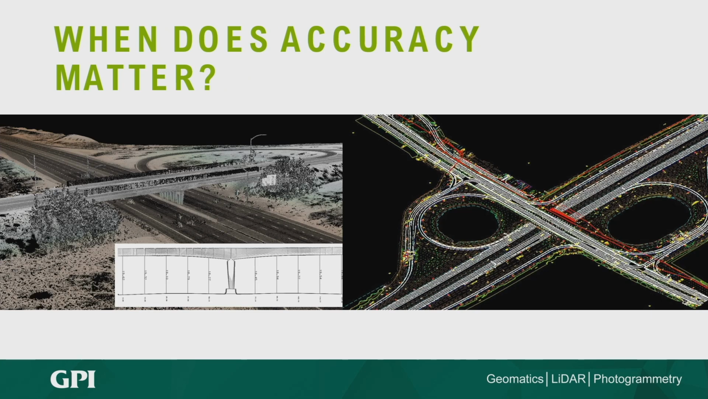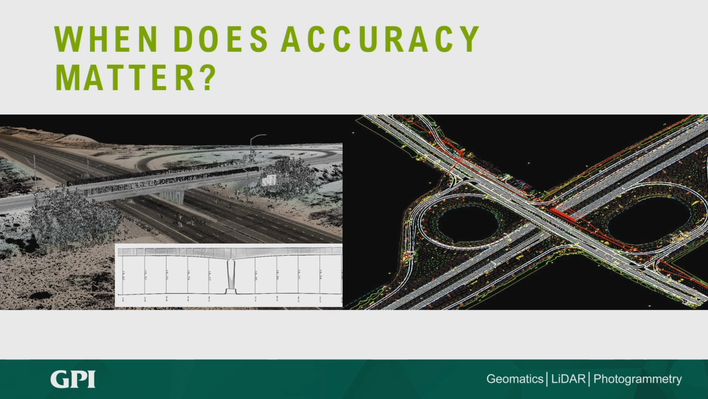Now, when do these accuracies matter? I've got a couple examples. On the left here is using LiDAR to calculate bridge clearances. That's when relative accuracy would really come into play. You want to know precisely how high that beam is off the roadway so a truck doesn't hit it. So that's where you want really good relative accuracy of the data.